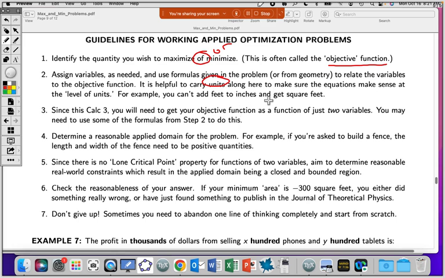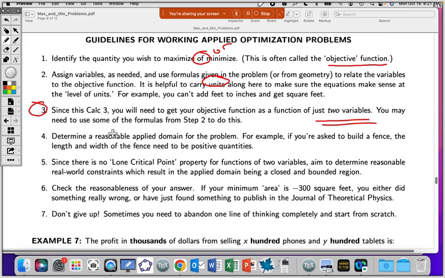Also, sometimes they'll ask for things or they'll give you mixed units. They'll mix up feet and inches, and you want to be consistent throughout. For what we're doing in Calc 3, we want to make sure the objective function is a function of just two variables. That just ties in with the work we've been doing the past couple weeks.